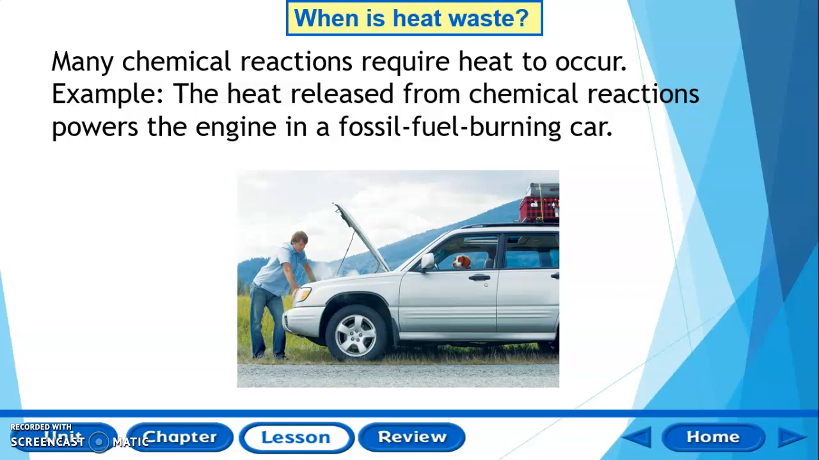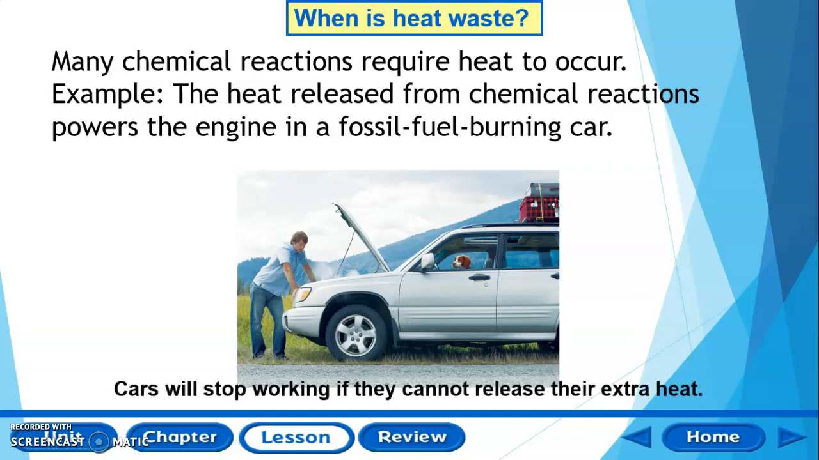Sometimes metals are heated to make them harder and more brittle. Infrared cameras are used in night vision goggles to allow you to view objects without visible light, for example. Heat can also be an unwanted waste product. Over time, heat generated by friction causes many machines to break. Look at this picture. Cars will stop working if they cannot release their extra heat.